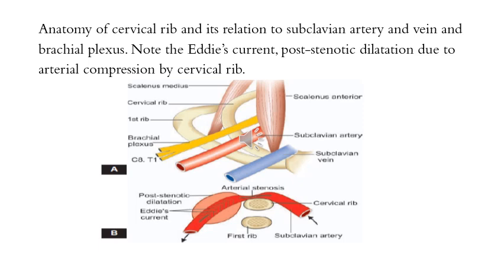This is the scalene triangle. The scalenus anterior muscle is the anterior border, the scalenus medius is the posterior border, and the first rib is inferior. What are the contents? The brachial plexus, the lower trunk of the brachial plexus, and the subclavian artery.